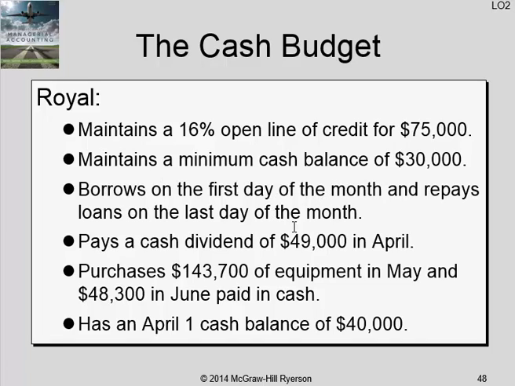This company pays a cash dividend in April. They buy a bunch of equipment in May, and they have a beginning cash balance of $40,000. So we will look at Royal Company in the next part of the lecture.